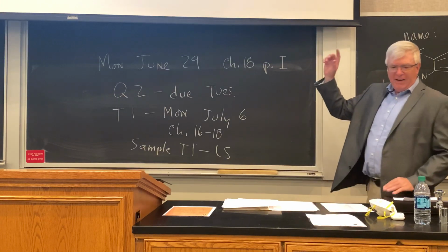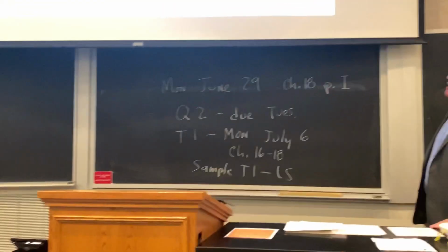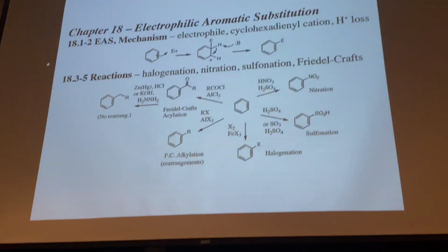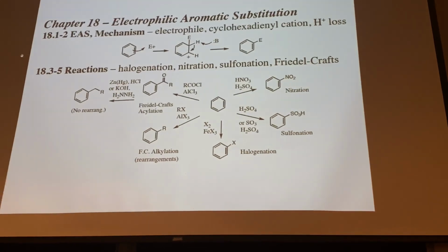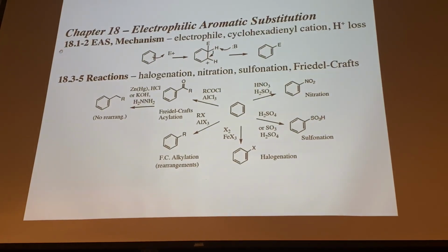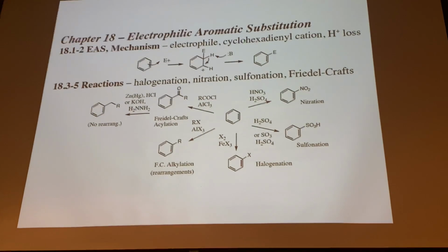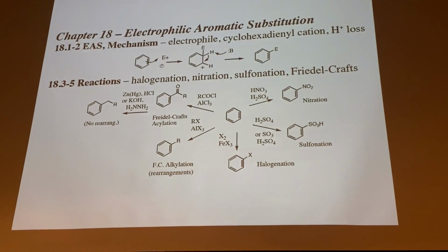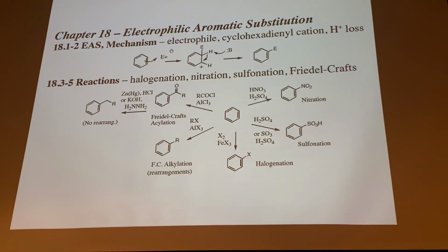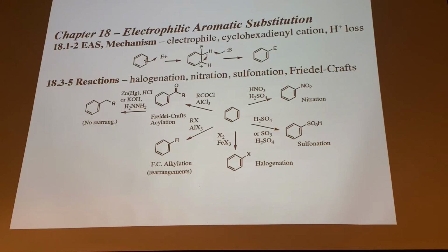All right, Chapter 18. Let's look at what we're up against here. We've got 5 new reactions, and that's the key here. And all of these are electrophilic aromatic substitution. What does that mean? It means the reagent is electron poor. It's electrophilic, and it's going to pull 2 electrons out of the benzene ring, okay? And it's going to give this cyclohexadienyl cation intermediate. This is going to be the same intermediate for all 5 reactions.